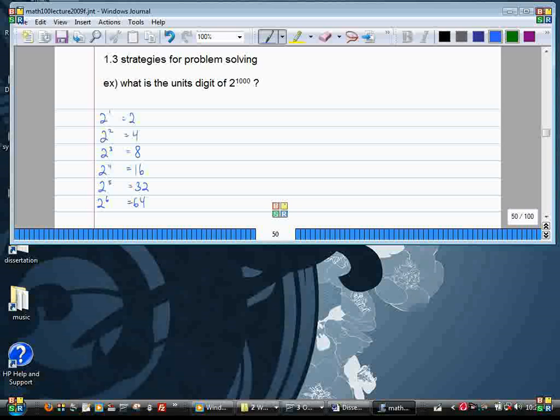But again, remember, we're not multiplying by 1,000, we're raising to the 1,000 power. So everything is always 2 times 2 times 2 times 2, and so on. Is this the same as 2 to the 10 times 2 to the 10 times 2 to the 10? Right. When you multiply in this way, what do you do with the exponents? You add them.